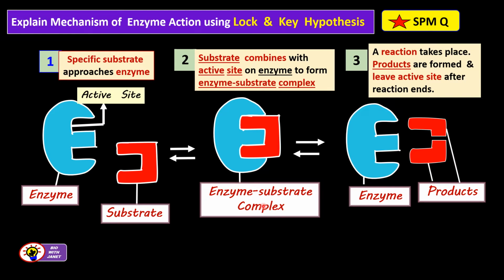Now, if specific names are given for the enzyme and substrate, such as lactase and lactose, then our enzyme-substrate complex will be called lactase-lactose complex, if the specific name is given. Now, thirdly, a reaction takes place, products are formed, and they will leave the active site after the reaction ends. So we see the products here. There are two products here, and the substrate has been broken down to form two products. They will leave the active site, and then this enzyme can be used again to carry out another reaction. And then these arrows show that the reaction is both forward and it can also go backward. It's reversible.